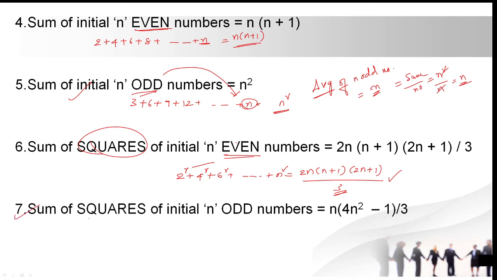Okay, maybe the last one, the sum of the squares of initial odd numbers. Odd numbers, in the sense 3 square, sorry, this is 5 plus 7. Initial n odd numbers means 3 plus 5 plus 7, not 6. Actually 6 is an even number, right? So the sum of the squares of initial odd numbers, in the sense 3 square, 5 square, 7 square, 9 square, and so on n square. For this, a simple logic, that is n into 4n square minus 1 by 3. So these are the formulas you need to remember surely.